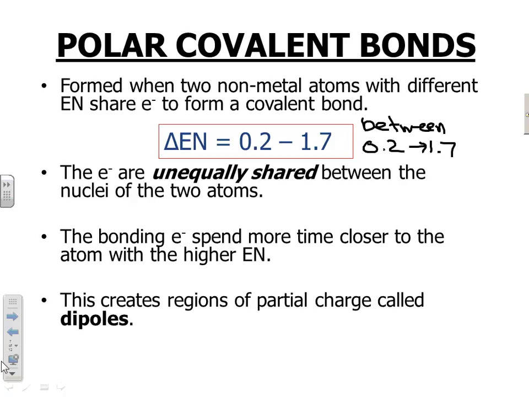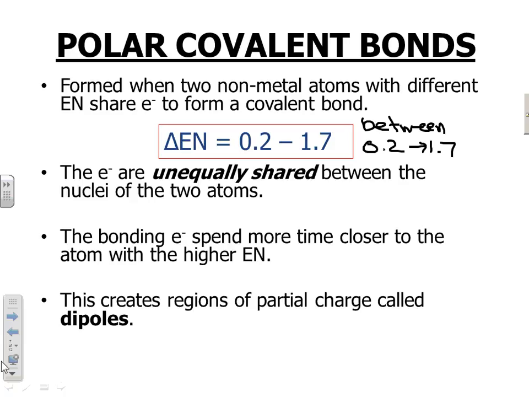What I really just want to state to you is that I'm not subtracting here yet. We will do some subtraction in a moment. So polar covalent bonds are formed when two nonmetal atoms have different electronegativities, and they share electrons to form a covalent bond. If the electronegativity difference is in this range, then we say that they're unequally shared. The electrons are not shared equally. The bonding electrons spend more time closer to the atom with the higher electronegativity.